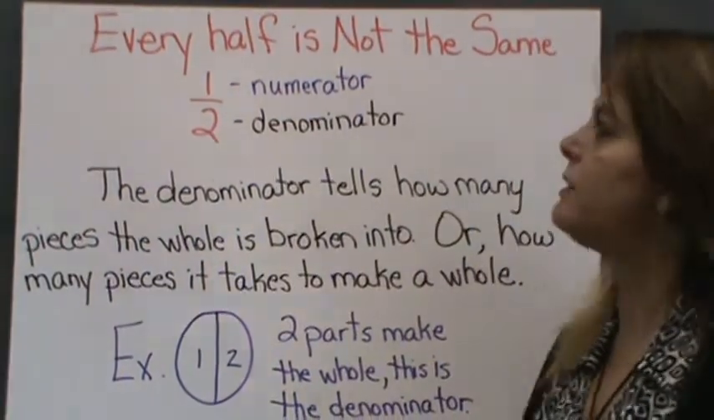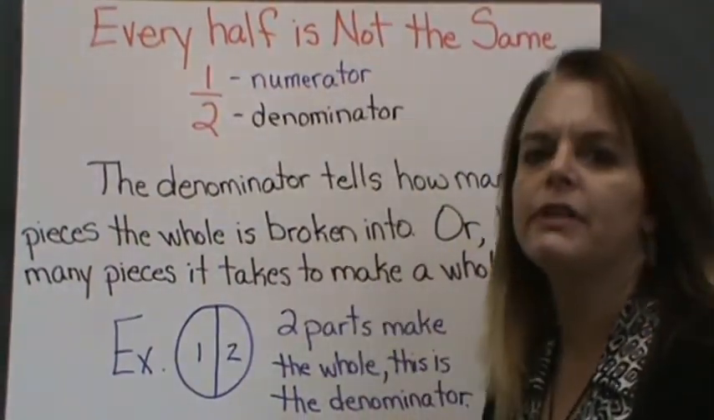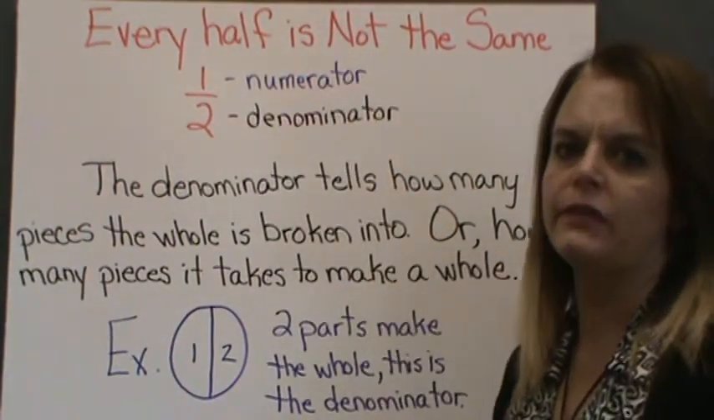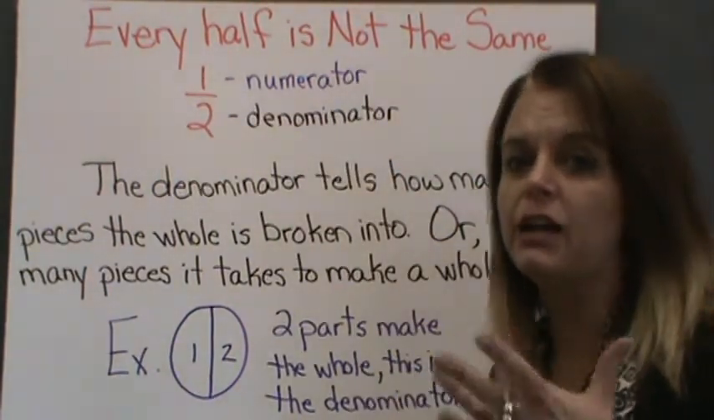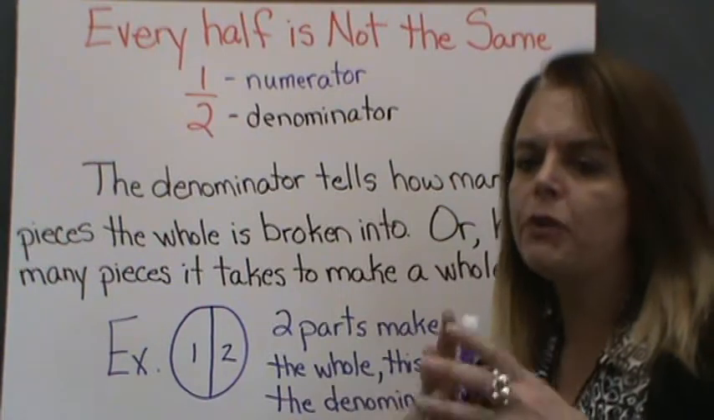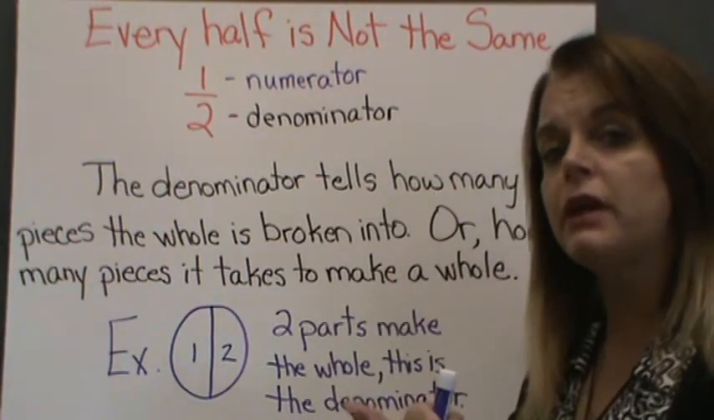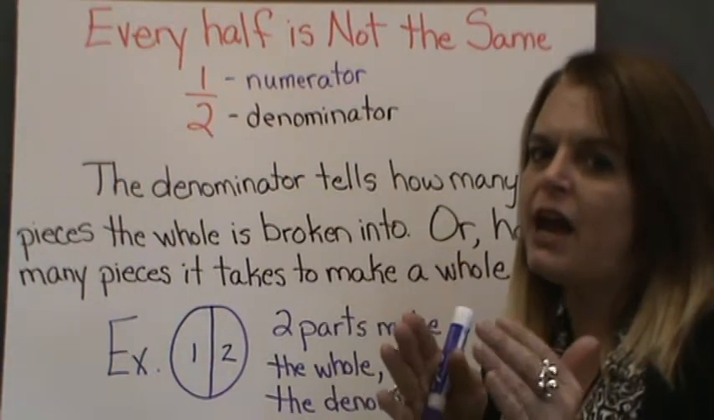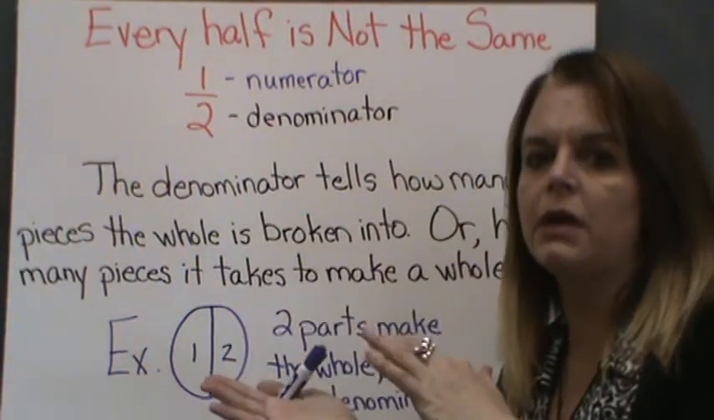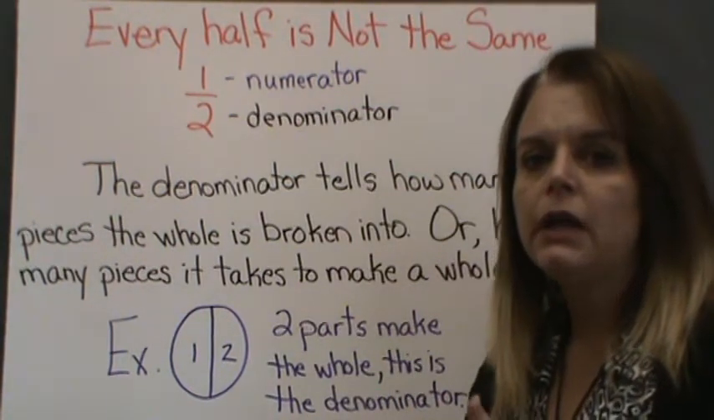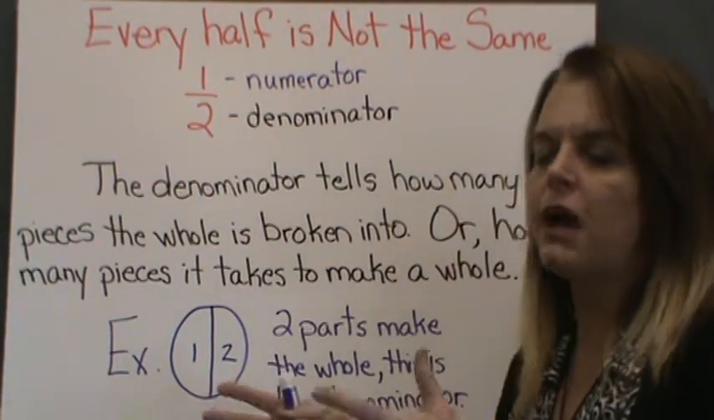The title of this lesson is Every Half is Not the Same. But it's not just every half that's not the same. When you take something and you divide it into parts, all of the parts have to be the same size, but if I take a half of one thing, it may be a different size half than if I took the half of something else. If I took half of an apple pie, it may be much smaller than half of a pizza.